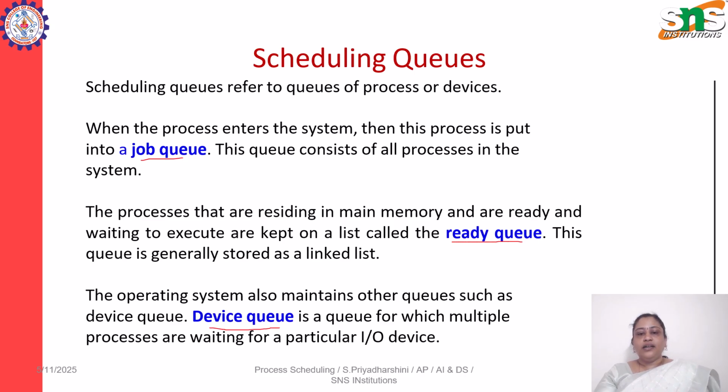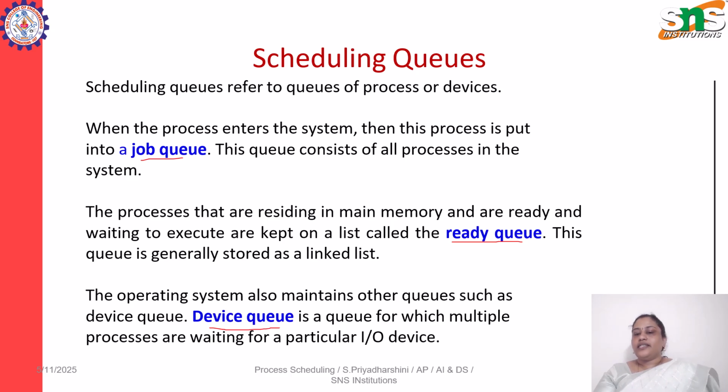So what is a job queue? The job queue consists of the processes that are entering into the system. All those processes that enter the system will be made available in the job queue. Remember that the job queue consists of all the processes that are inside our system.